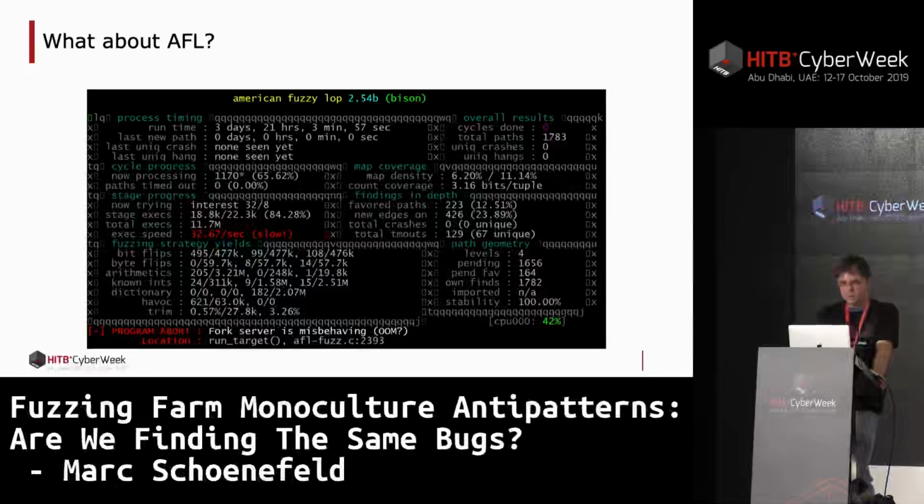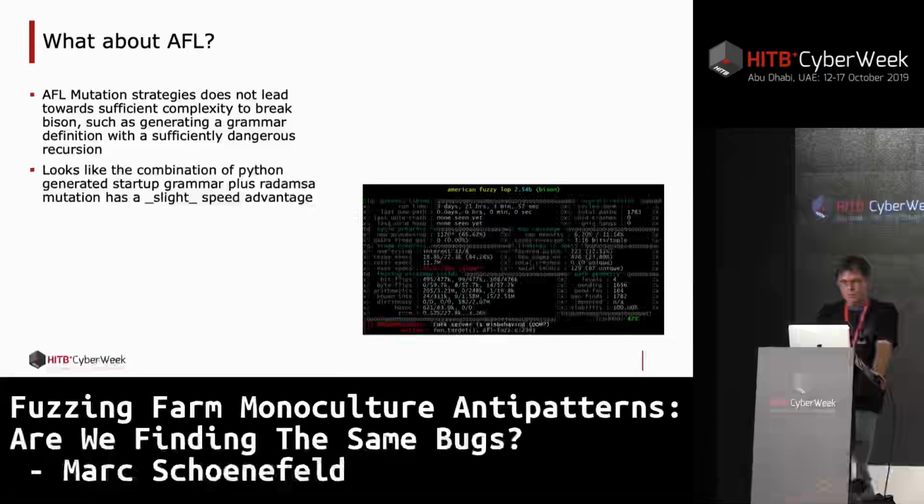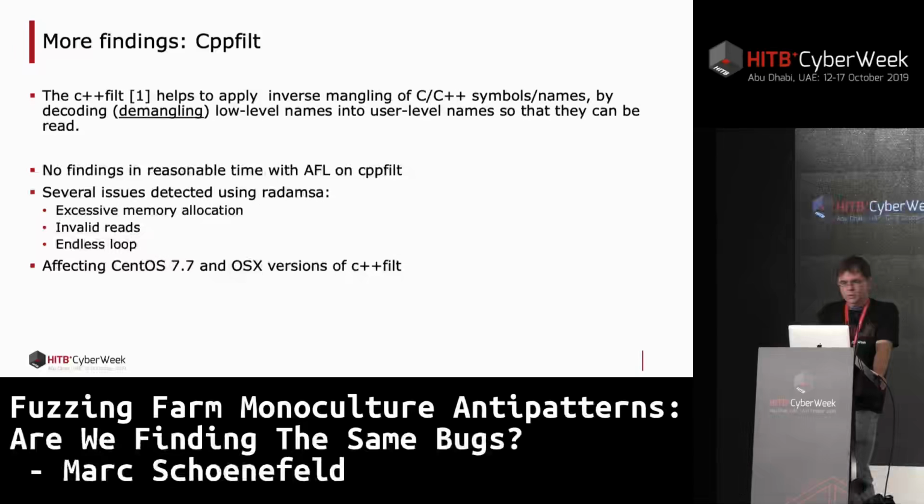So again, Python and AFL: this went for 3 days and eventually ran out of memory, but no finding with the same test data. So here, AFL mutation strategies do not lead to sufficient complexity to break Python. There probably was no grammar that came out that was sufficiently dangerous to cause a crash. So here again, Radamza plus Python has a slight speed advantage. So those were the tools that we checked that were not in the trophy case of AFL and libfuzzer. So now we have 2 trophies here.